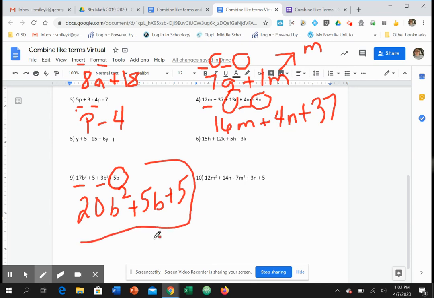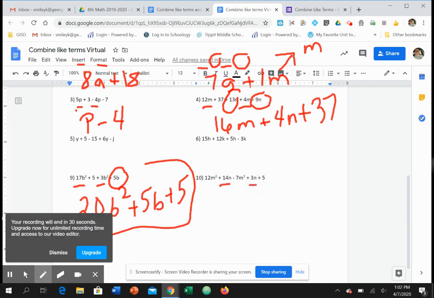Okay. On these, you see we have a squared and a cube. The only ones we can really add together are these two. And so we could rewrite everything, but we want to add together 14 and n and 3n.